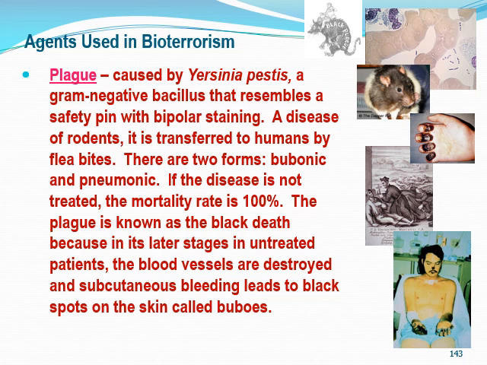There's two forms, bubonic and pneumonic. If the disease is not treated, the mortality rate is 100%. The plague is known as the Black Death because it is in this later stage. In untreated patients, the blood vessels are destroyed and subcutaneous bleeding leads to black spots on the skin, okay, called buboes. There's lots of great information out there on the Black Plague and how many people died. It killed approximately 1/3 of everyone living in Europe. It was terrible. So we do see these plagues that come along every so often.